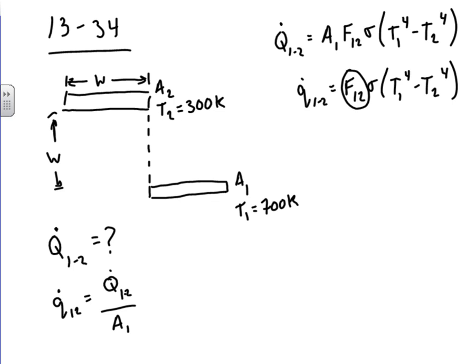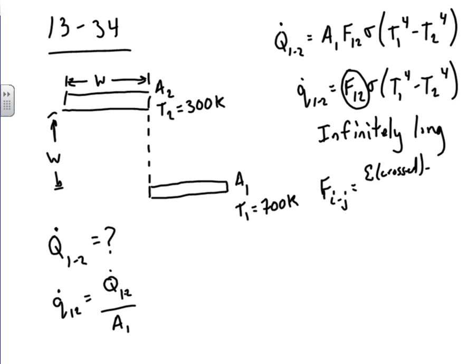Well, in this problem, we're told we have infinitely long surfaces. So anytime we have infinitely long surfaces, we're allowed to use a technique called the crossed strings method. And the crossed strings method says the view factor from i to j is equal to the sum of all the crossed strings minus the sum of the uncrossed strings, divided by 2 times the string on surface i.